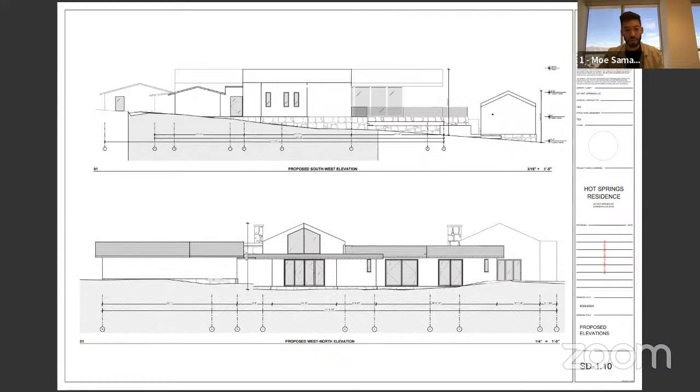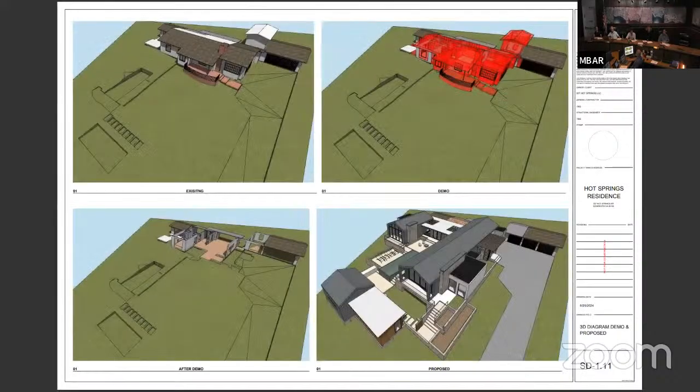elevation. You can go. Yeah, let's go through the drawings. Keep going. Elevation. Okay, now that's helpful.